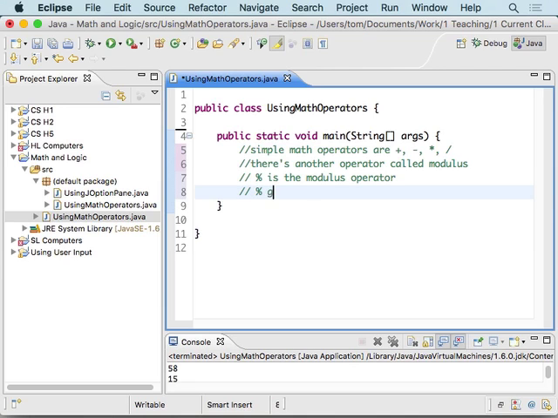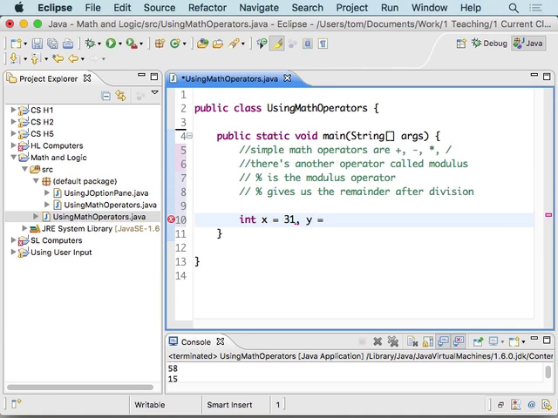And that gives us the remainder after division. Okay, so we'll talk about that in a little more length in a second here. But let's just talk about how to use math operators. Let's start out with some variables. We're going to create some ints. So let's create x equal to 31, y equal to 12, and z equal to, I don't know, 5.